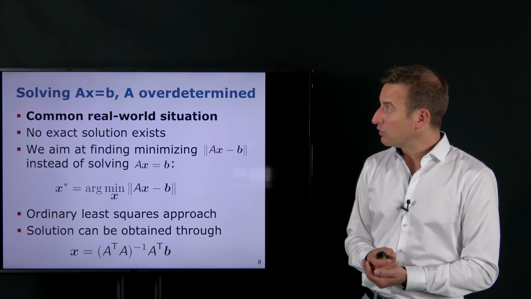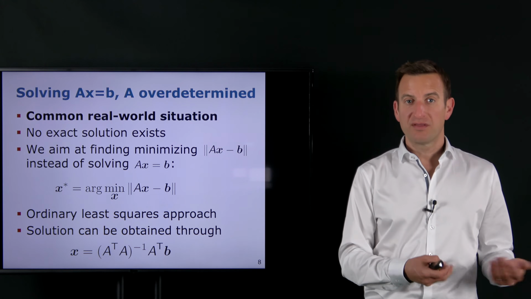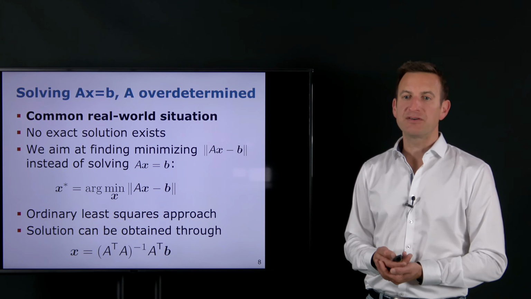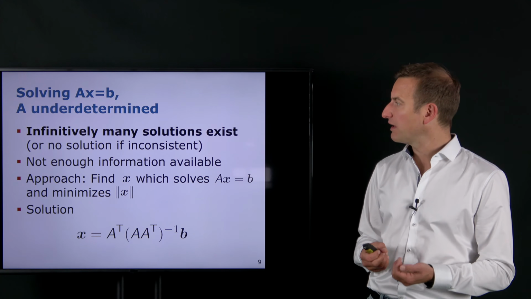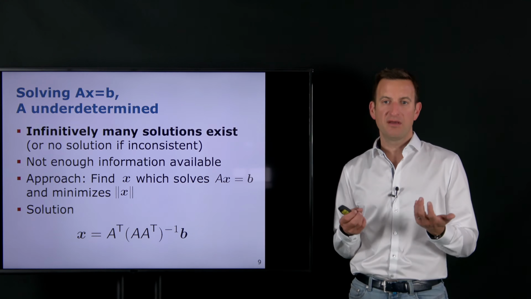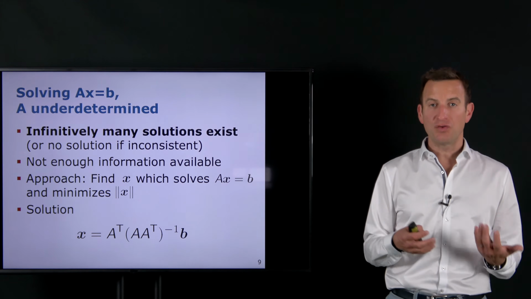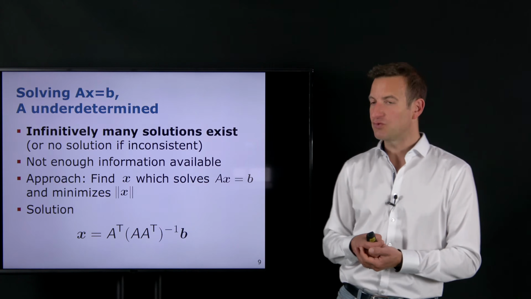Okay, the other thing that could be that we have more parameters than observation equations, for example. In this case, we have an underdetermined system. That means we are not able to figure out the solution. There are actually many solutions. So there are infinitely many solutions because I'm basically having a solution space.